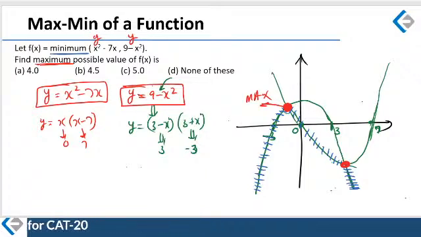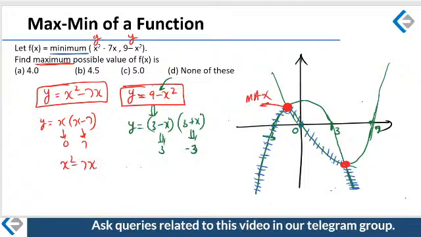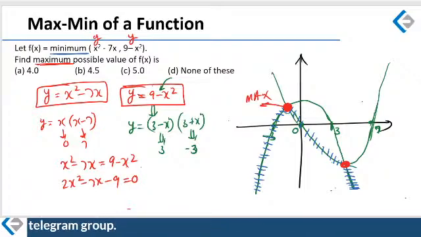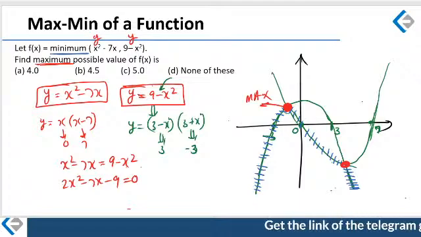Therefore, what should you be doing? Solve. Here also you solve it. That is x square minus 7x is equal to 9 minus x square. Therefore, 2x square minus 7x minus 9 is equal to 0. You are solving because you are looking for the points of intersection. Therefore, you will get the roots.